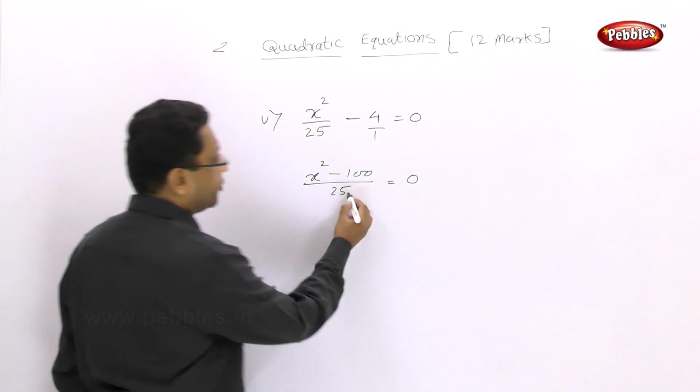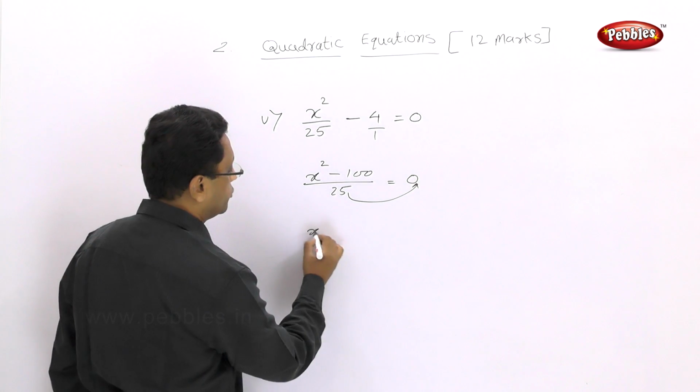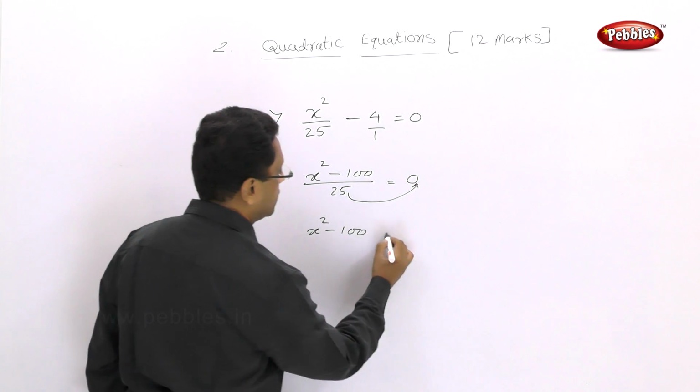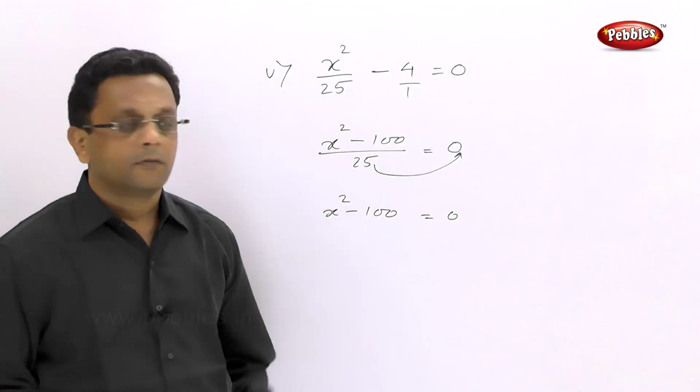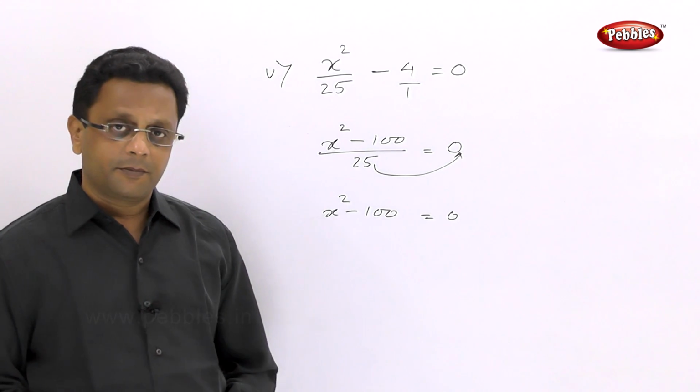And then 25 will go to that side, so this will become x square minus 100 equal to 0. So this is one of the methods.